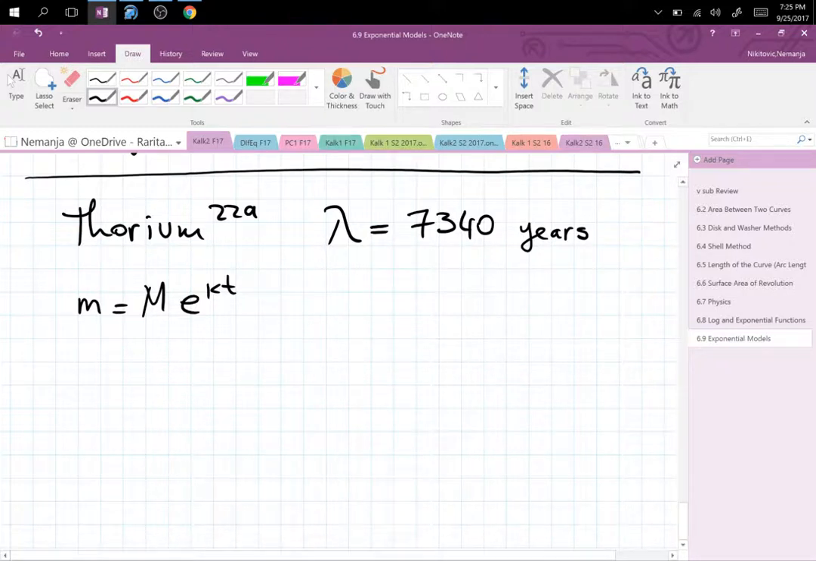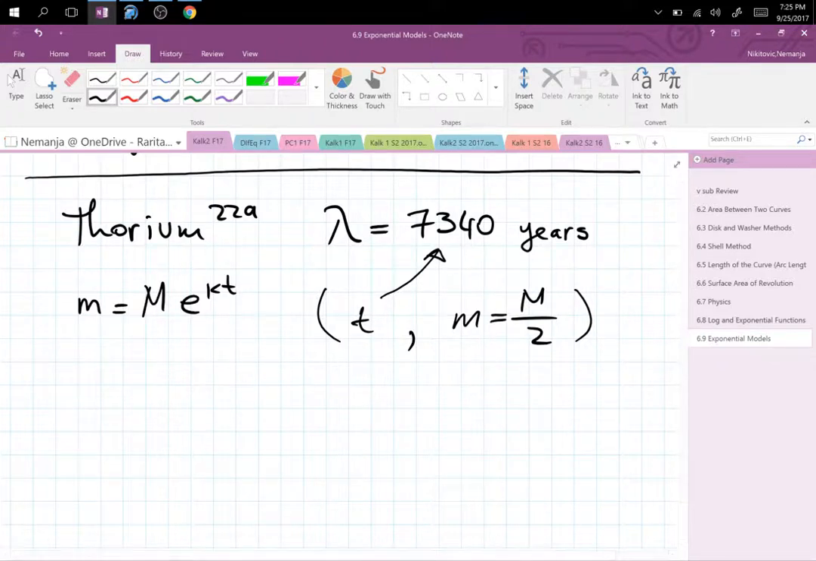Now, how do we calculate k? Observe that we have half-life, and the half-life says that in this many years, so that's the t, the mass is half of the original mass. That's essentially what it says. Half-life is the time in which the original mass, whatever amount of grams you have, is going to be cut in half.